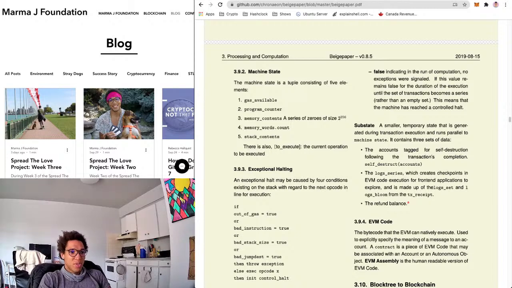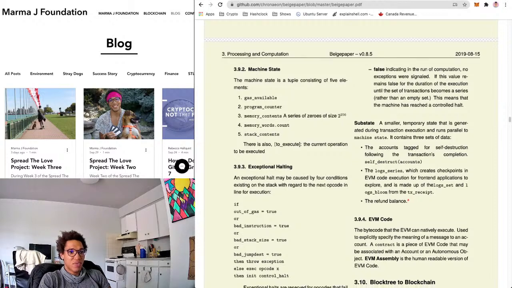Substate. A smaller temporary state is generally generated during transaction execution that runs parallel to the machine state. It contains 3 sets of data. The accounts tagged for self-destruction.